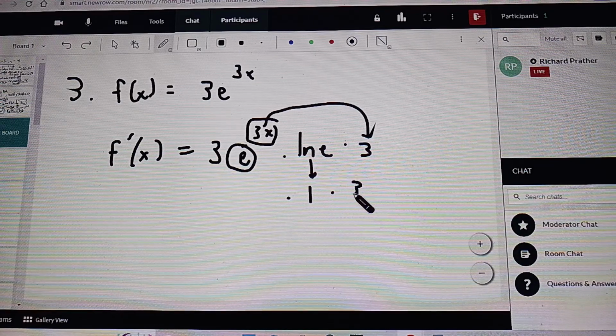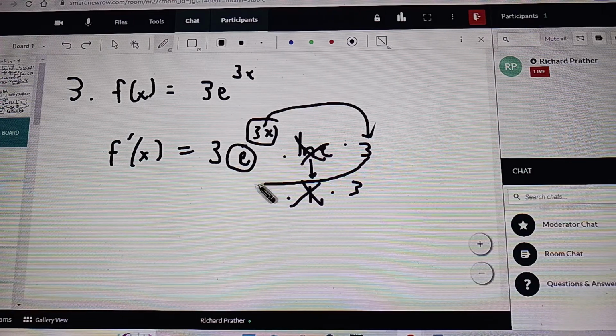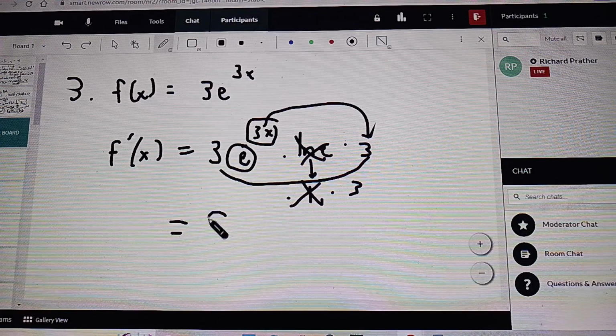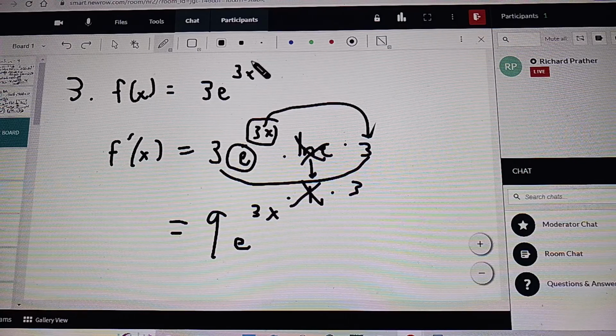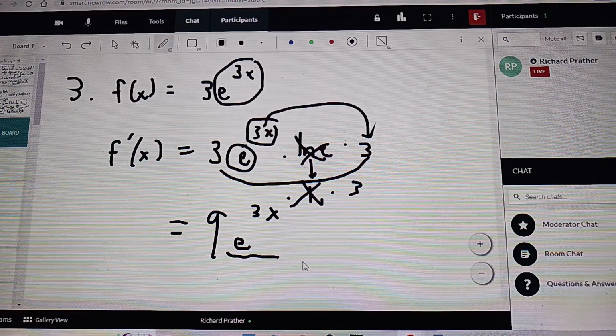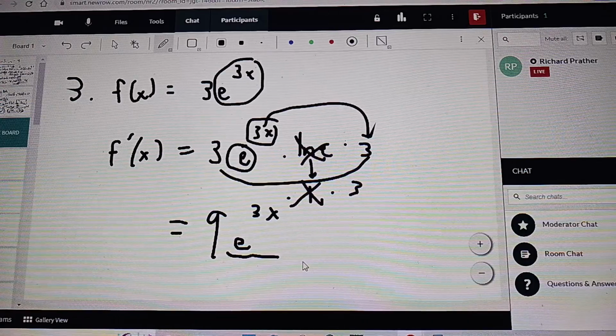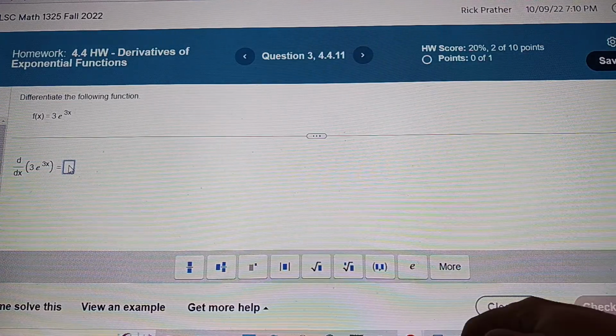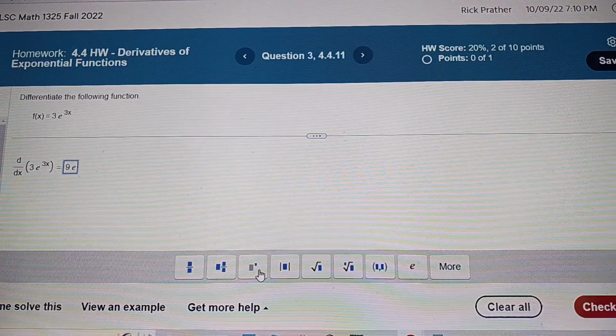ln of e is 1, so then it doesn't matter. The 3 matters, so I could do this 3 times that 3 since they're both constants and get 9. And then there's e to the 3x. So whenever you see e to the 3x, the derivative is going to have that in it. The original exponential is always in the derivative answer somewhere. So 9e to the 3x, that's simple. So these problems don't take very long. This video might not be that long, but 9e to the 3x.